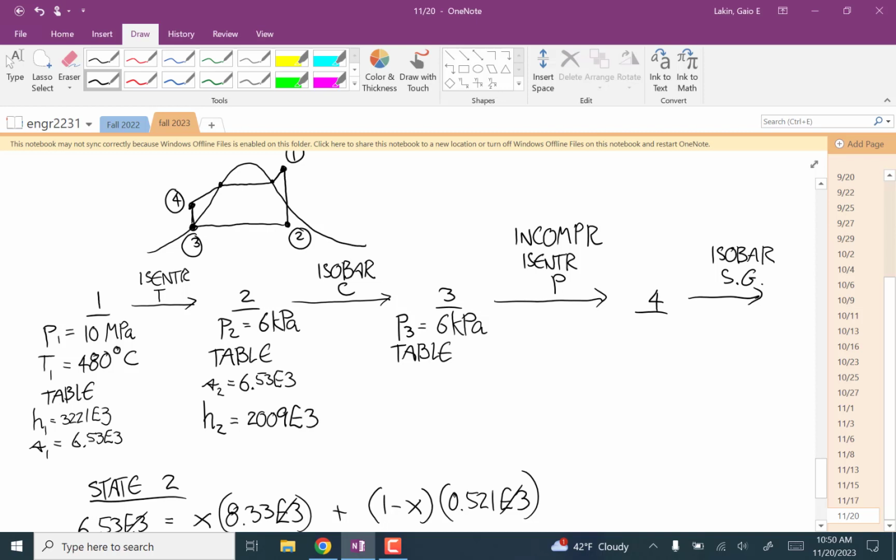Okay, we'll finish this next time. Anybody have any questions? Anyone have any guesses about how we're going to do this? It's starting to get a little repetitive, but that's a good thing when your homework starts to get repetitive. So now we can just look up the enthalpy for 3 and then use the incompressible thing to calculate the enthalpy at 4. Okay, that's all.